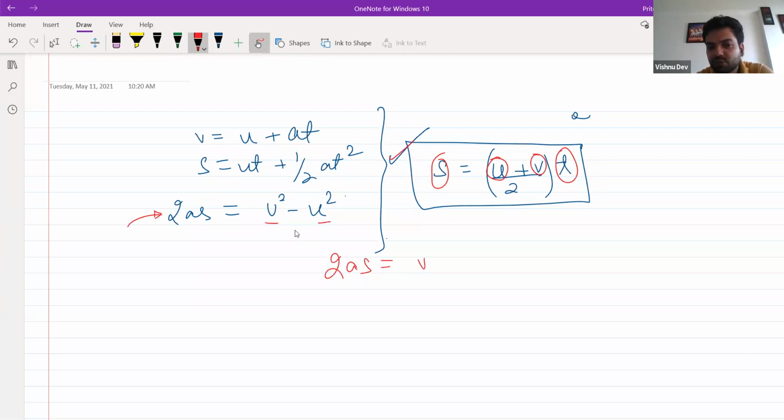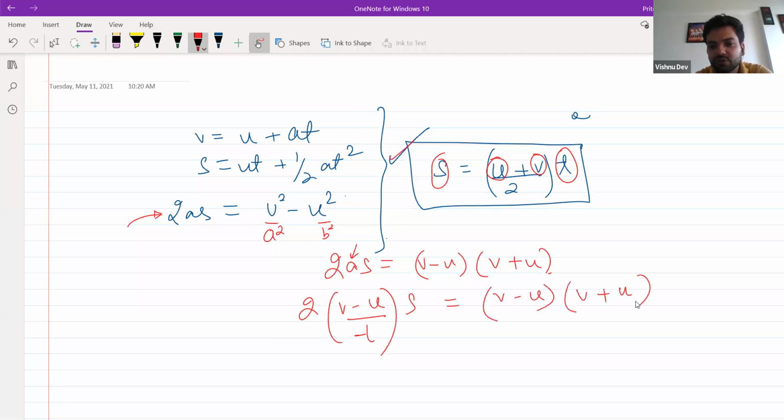So v square minus u square is of the form a square minus b square, so I wrote (a minus b) into (a plus b). Then I put the value of acceleration, that was (v minus u) by t into s, and that was also (v minus u) into (v plus u). The v minus u terms are on both sides, so they cancel. We get 2 times s by t is equal to u plus v. So from here, s will be (u plus v) by 2 into t.